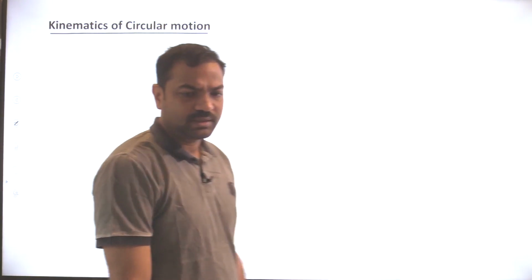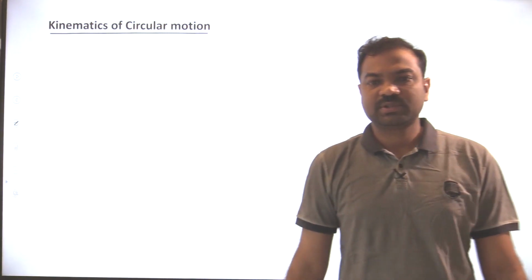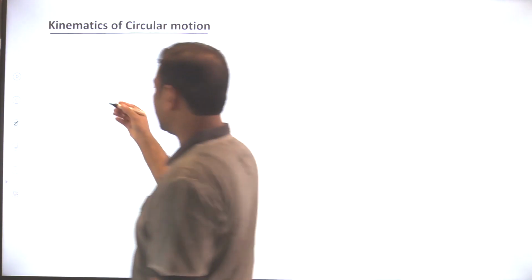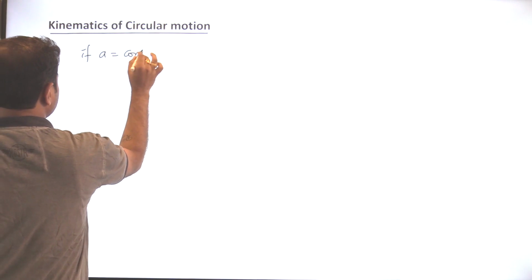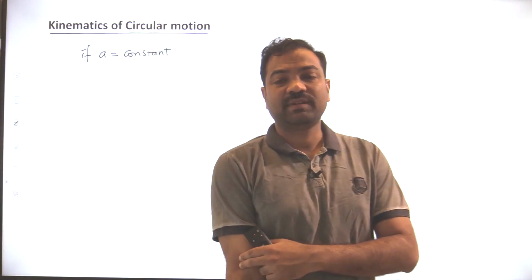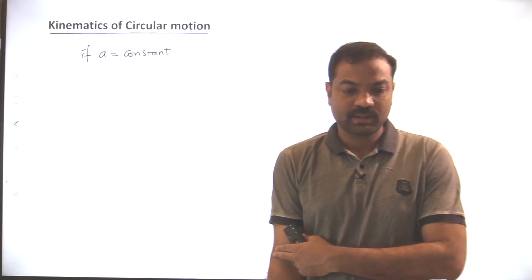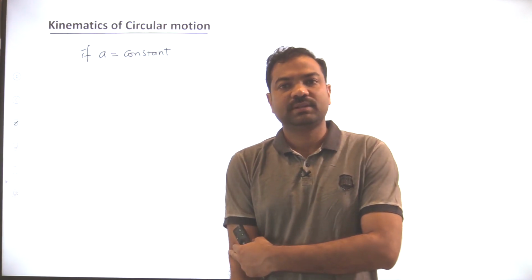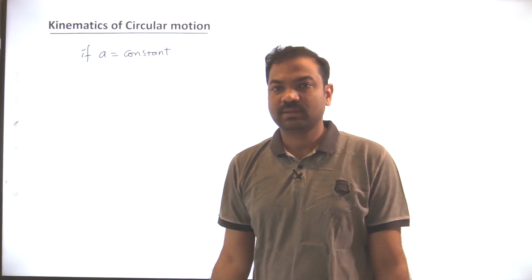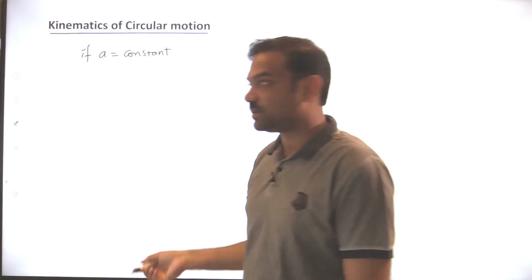Kinematics of circular motion. That only we are doing actually. In linear motion we have seen, when acceleration is constant, if a is constant, how do we decide the velocity after some time t? Suppose the initial velocity is u, then what is the velocity after some time t? How to write it down when acceleration is constant?